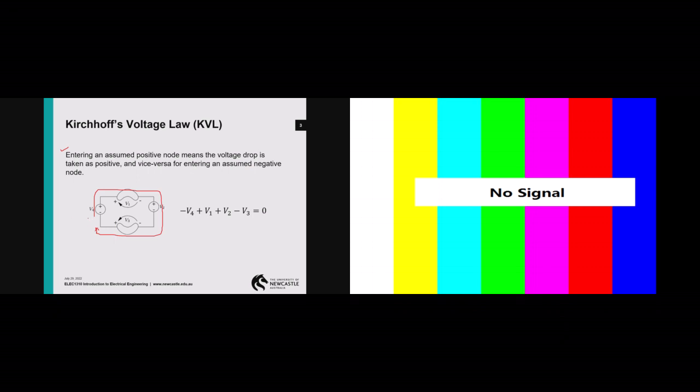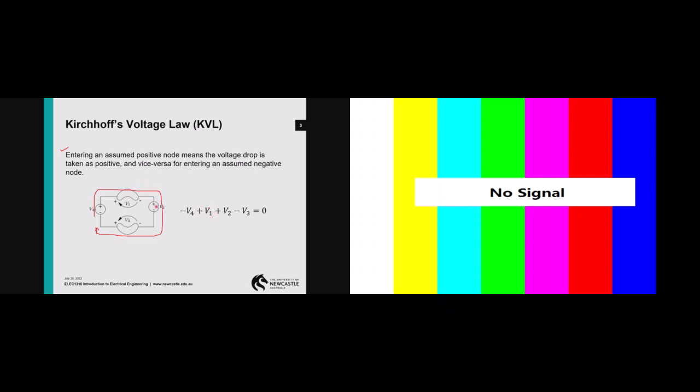So let's start from this starting point here. Okay, starting from here, the first voltage that I encounter is V4, right? Notice the polarity here, negative V4. So I have negative V4 written over here. I travel along, and the next one I encounter is V1. The polarity here is positive, so I take this voltage as positive, plus V1, correct?